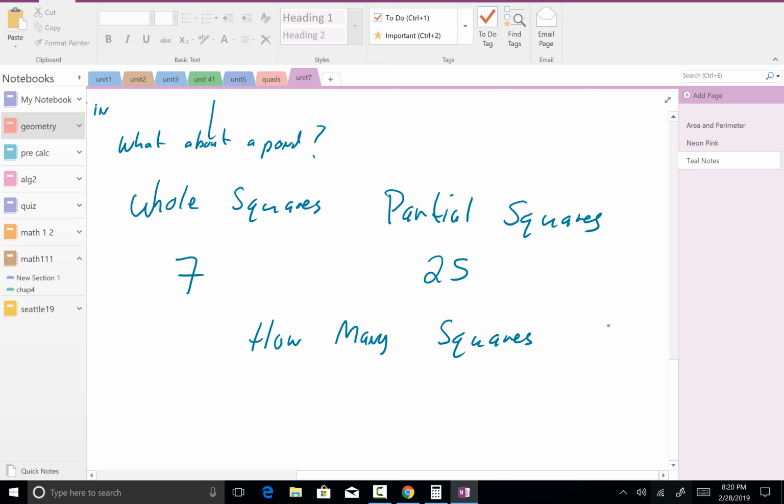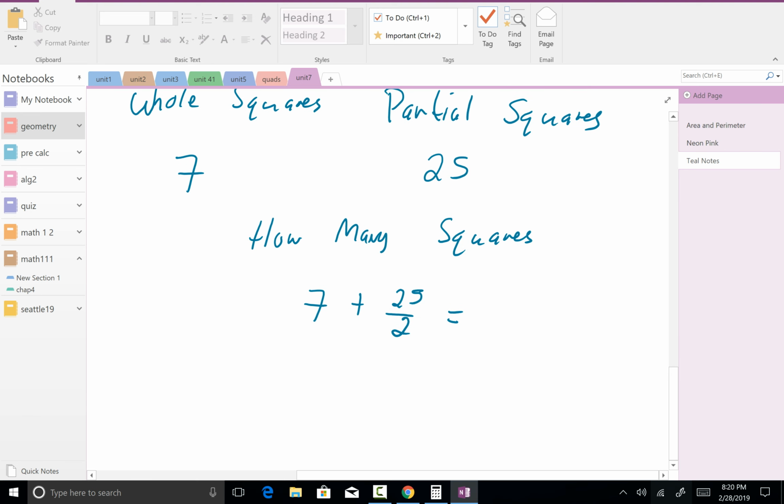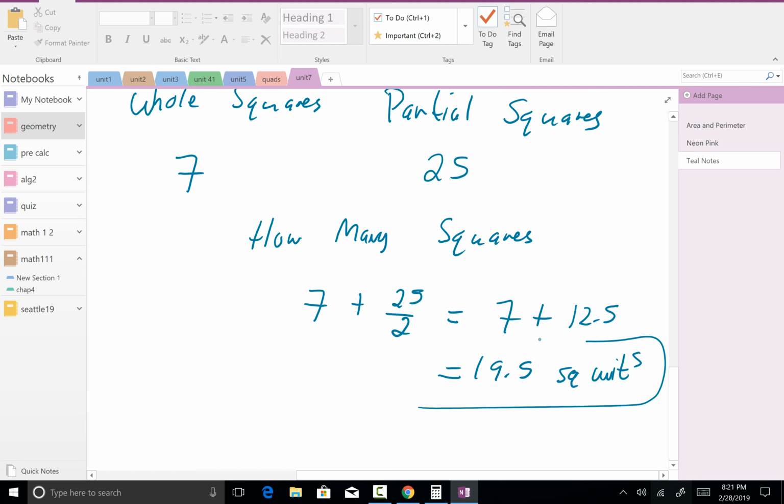How do we come up with an answer? It's pretty obvious what we're going to do with the whole squares: nothing. But what are we going to do with the partials? What do you think? Yeah, we should divide the partials in half. We're simply going to take half of the partials and see what we get. So we have 7 plus 12.5, so we get 19.5 square units. That's the area.